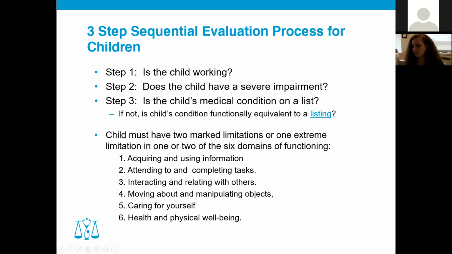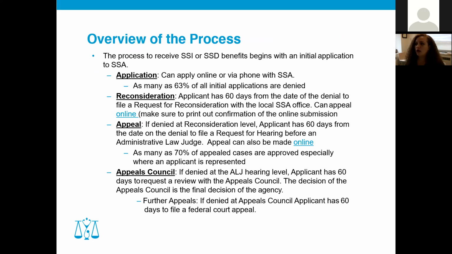So I wanted to give a bit of an overview of the process that Social Security goes through in order to receive benefits. So application is the first step. A person can apply online or by phone. But as many as 63% of initial applications are denied.